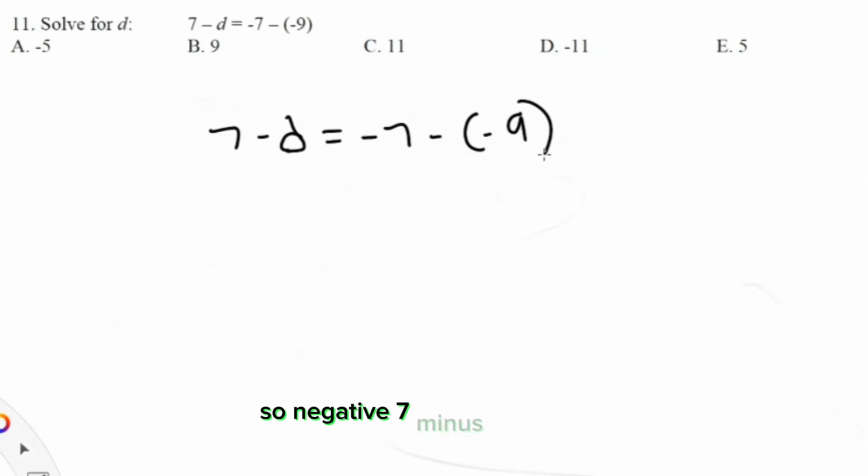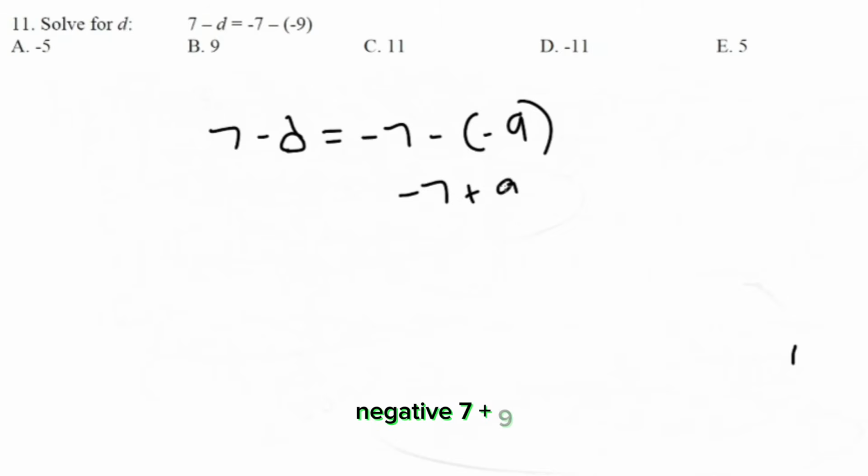So negative 7 minus negative 9. When you subtract a negative number, you're actually just adding it. So it becomes negative 7 plus 9. That equals 2. Now we get 7 minus d is equal to 2.